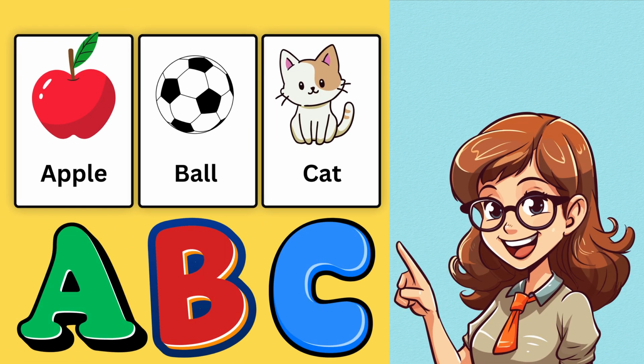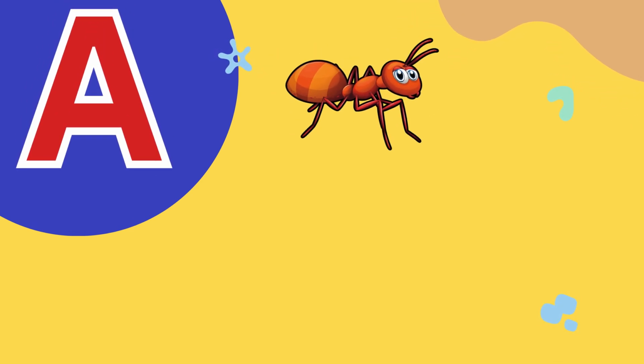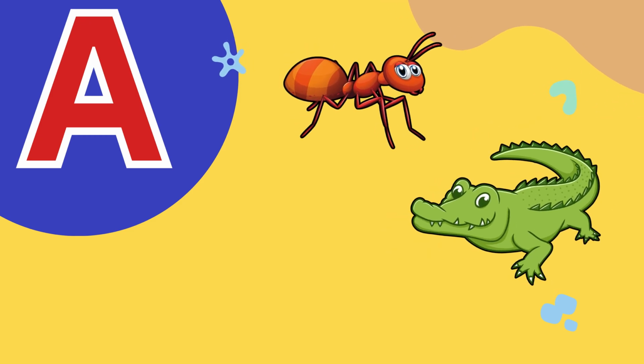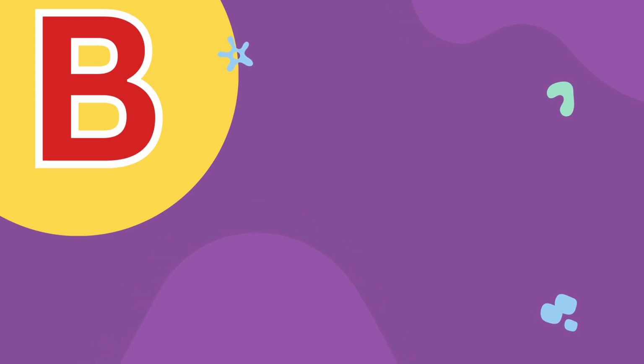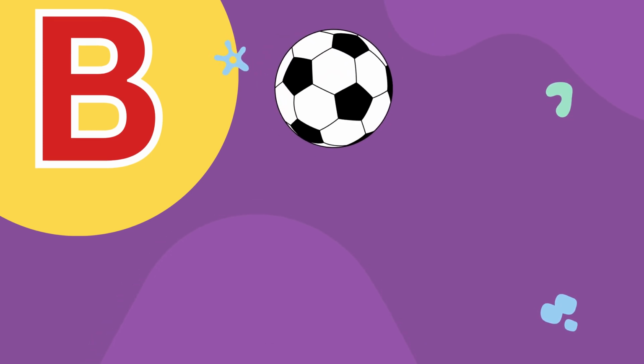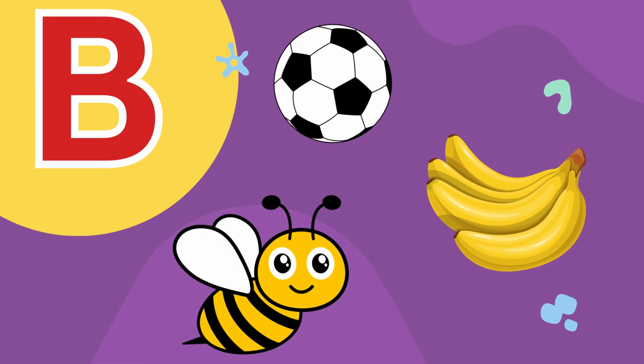Today we will learn ABC. This is A. A is for ant, A is for alligator, A is for apple. This is B. B is for ball, B is for banana, B is for bumblebee.